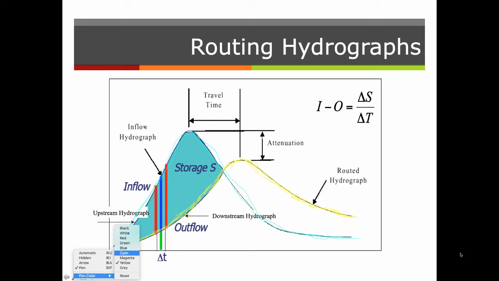The distance in time between the two peaks on this drawing is the travel time. The change in height in the two peaks is called the attenuation. So it's how much the peak discharge is reduced by having to travel an hour to get to the new location.